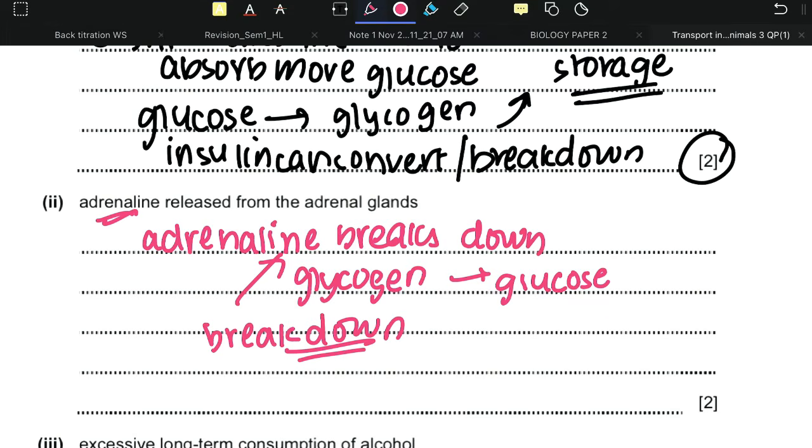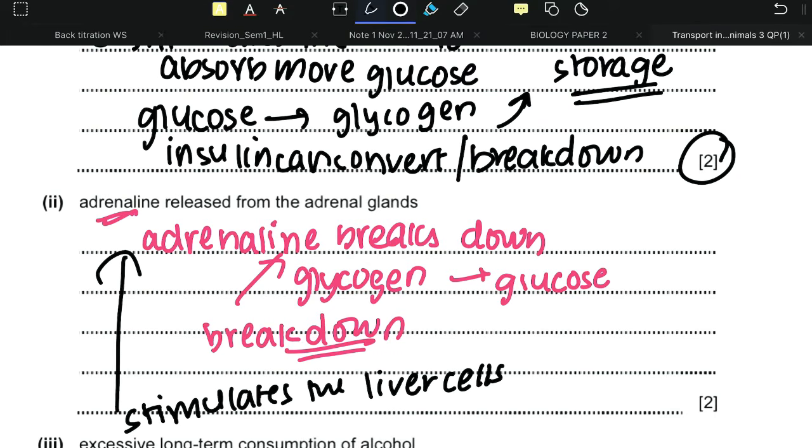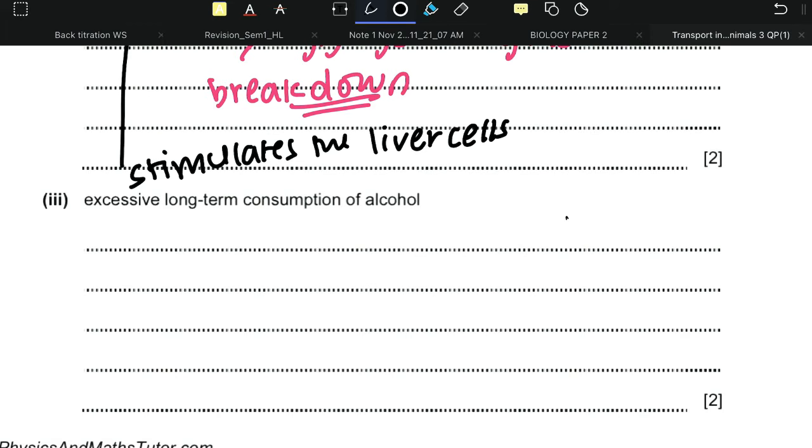All right, so it stimulates the liver cells. Yeah, you can say it stimulates the liver cells. That might be a better term. It stimulates the liver cells to secrete adrenaline, which will help in the breakdown of glycogen to glucose. That's how you're supposed to structure it. So you can say that the adrenaline released from the adrenal glands stimulates the liver cells and helps it in the breakdown of glycogen into glucose. All right, moving on to the next question.